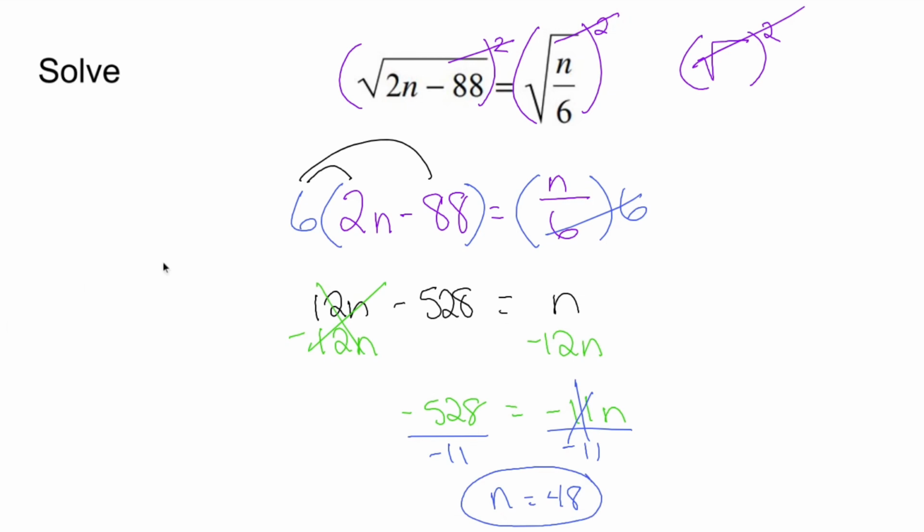Some of you might have said 48 equals n. That's perfectly fine. I like to have my variable on the left. It's really not the end of the world. But that's how you do an equation where you have a square root covering the whole left and a square root covering the whole right. Just basically get rid of the square roots. They're useless. And do the rest of the problem the way you normally would. Except this problem was bananas.